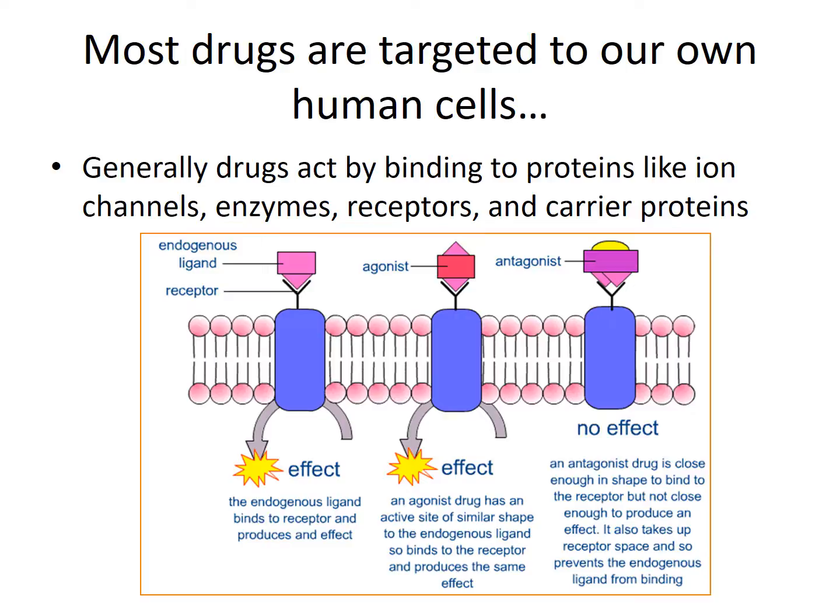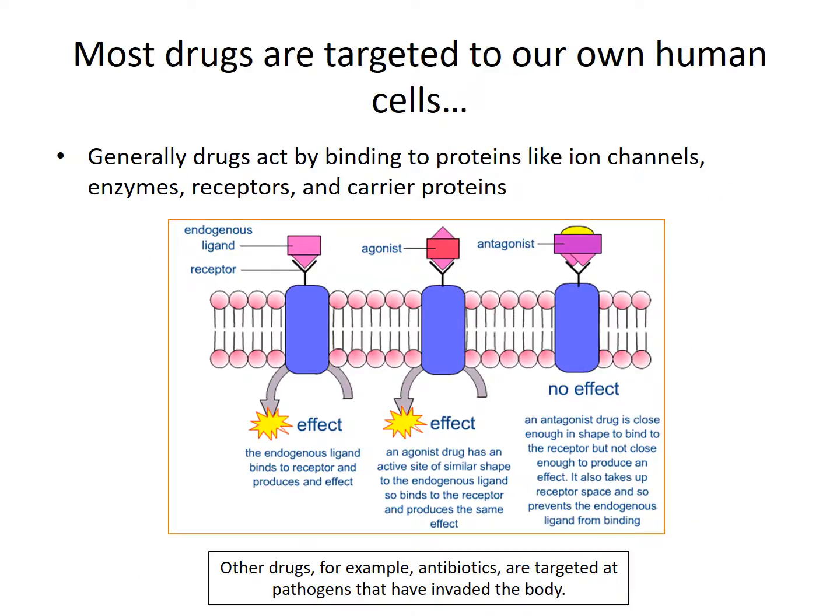So an agonist drug mimics the effects of the neurotransmitter. An antagonist drug blocks the effects of the neurotransmitter. Other types of drugs, for example antibiotics, are targeted at the cells of pathogens that have invaded the body rather than our own cells.